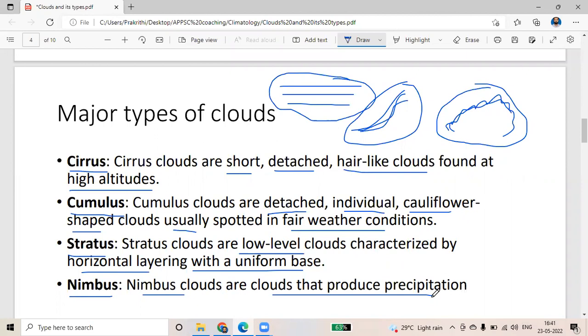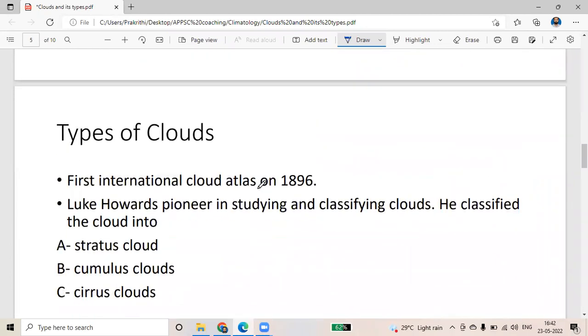ये सबको अभी cirrus को cumulus के साथ भी mix करके होगा, stratus के साथ में होगा, nimbus के साथ में होगा. This will mix up. So based on that also there are different types of clouds, but when we say individual clouds, the major clouds, you can say cirrus, cumulus, stratus, and the nimbus clouds. Then ये याद रखना है, the first international cloud atlas was published in 1896. International Meteorological Organization (IMO) ने बनाया है this international cloud atlas.